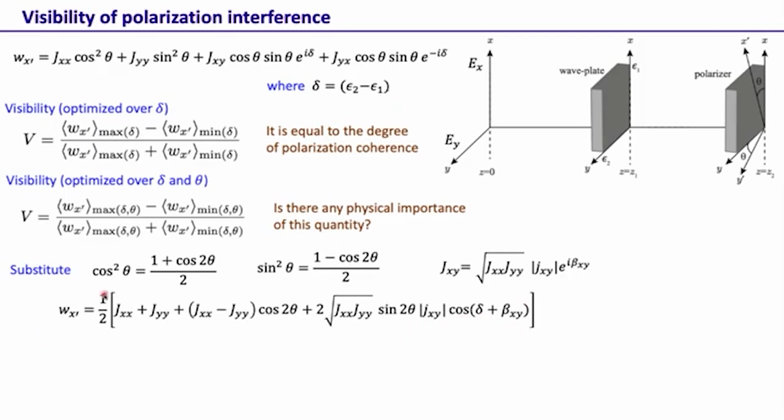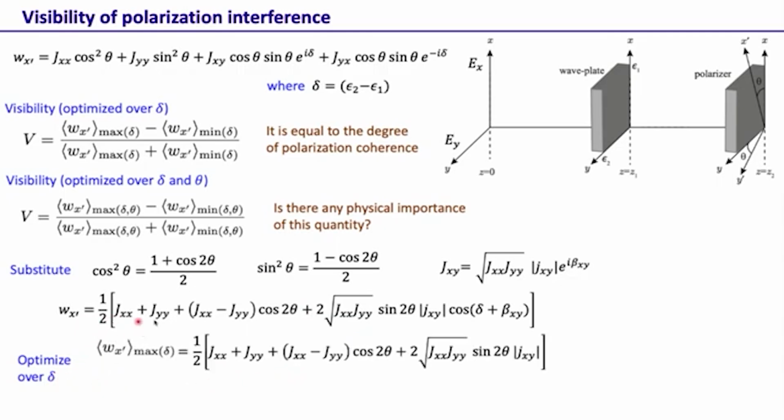So that's the intensity. This is just the same expression, written in a different way. Instead of cosine square theta and sine square theta, we're writing it in terms of cosine 2 theta and sine 2 theta. Just simple math. Now let's optimize it over delta. In fact, we have already done this, but here I'm doing it in some detail.